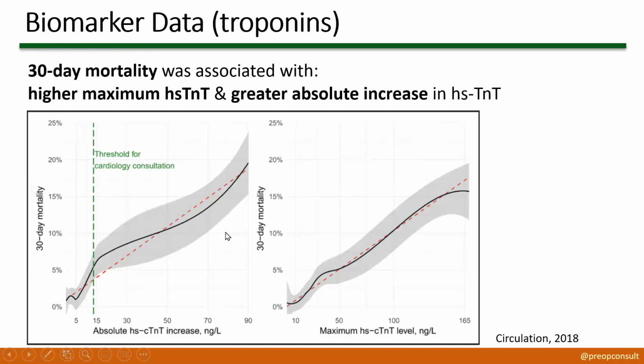And this graph is showing you that the absolute increase in troponin as well as the maximum troponin T both correlate with 30-day mortality. The higher the absolute change and the higher the maximum, the higher the 30-day mortality.